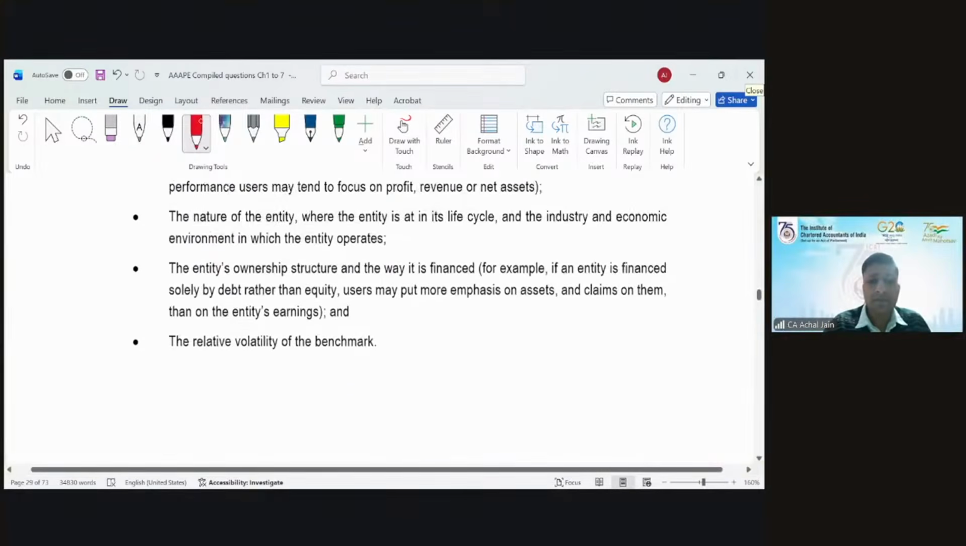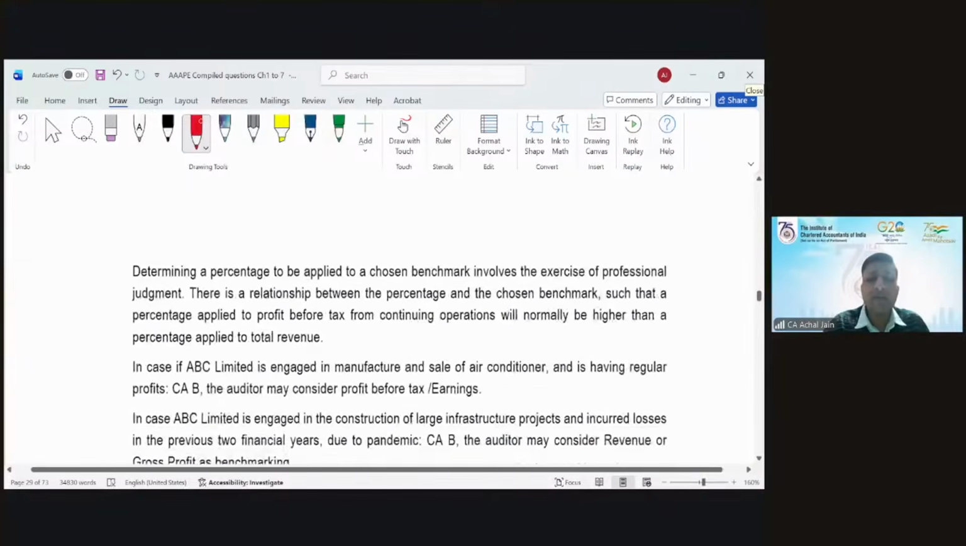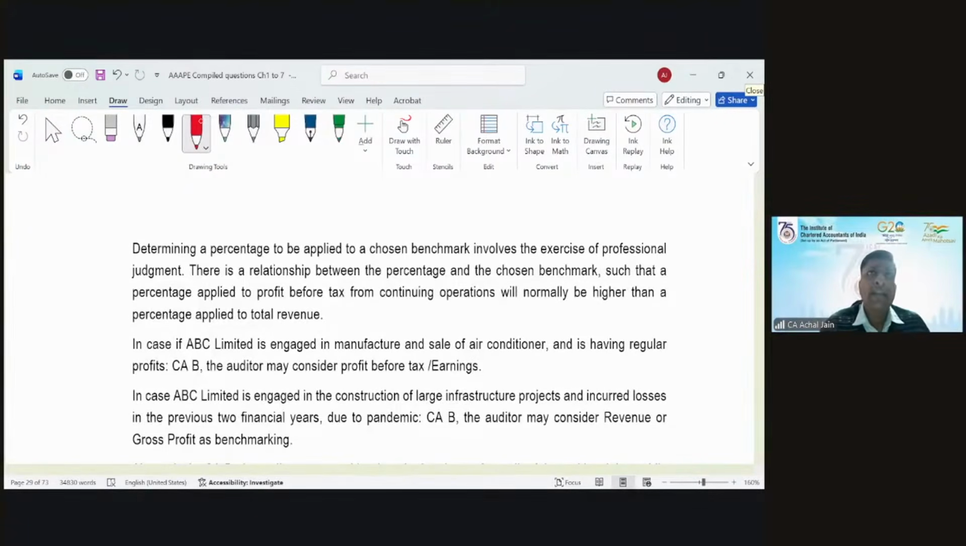Correct. Now, determining a percentage to be applied to a chosen benchmark involves exercise of professional judgment. First of all, to select a benchmark, you need judgment. This entire exercise requires judgment. And then suppose you select a benchmark, what percentage will you select? 5%, 6%, 1%, 2%? Again, there is no clear answer to this. You'll have to look at some of those factors, basis which you will select a percentage.